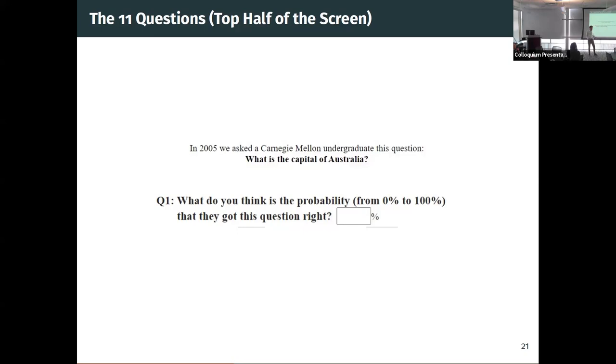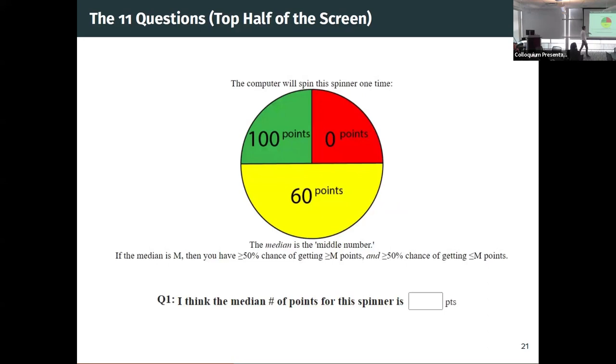We also asked about medians and means. I'm going to skip through that, but like the spinners: what's the median of this spinner, what's the mean of this spinner, and so on. I'll skip that for today. The results aren't much different.